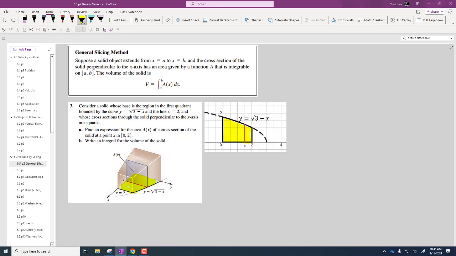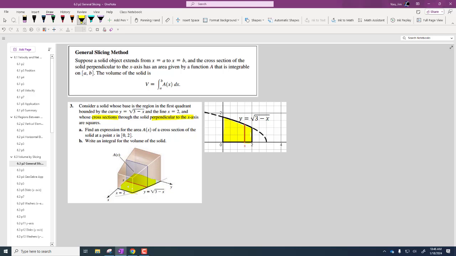And then they tell us that the cross sections are perpendicular to the x-axis. So there's going to be a couple of ways to talk about our cross section. So here's our base. Our cross sections are always going to be perpendicular to the base, right? That's how we're creating them. So they're always perpendicular to the base.